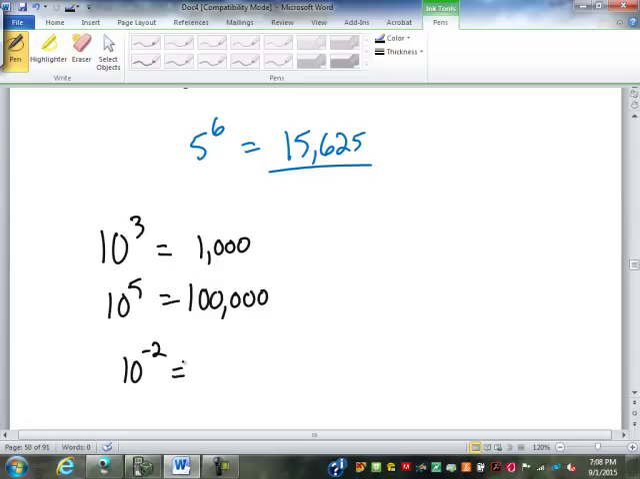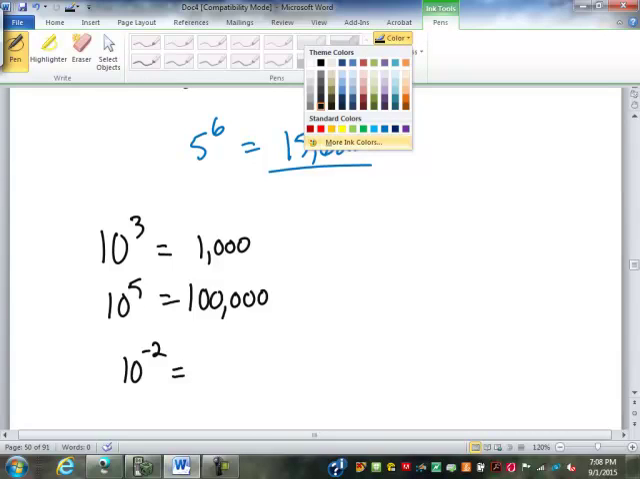Well, that one doesn't make sense. You can't. How do you take 10 and multiply by itself negative 2 times? Well, this is where we go. We've had this come up a couple of times with numbers where the definition doesn't work. If you're dealing with negatives, multiplying 2 negatives, the definition of multiplication doesn't work.